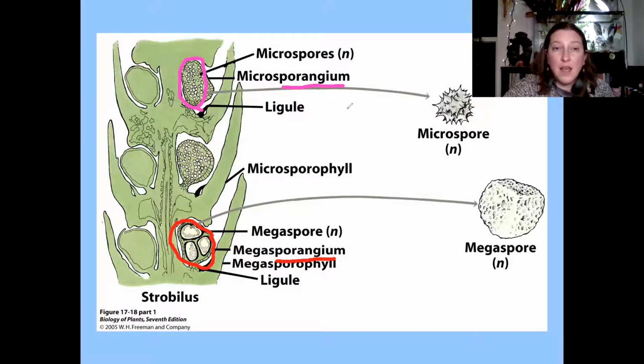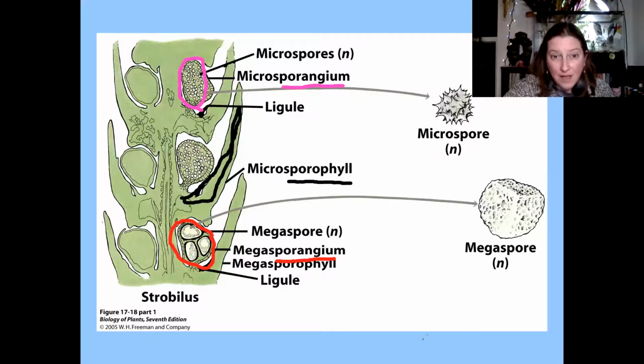If a leaf or a sporophyll has a microsporangium on it, you can call that leaf a microsporophyll.